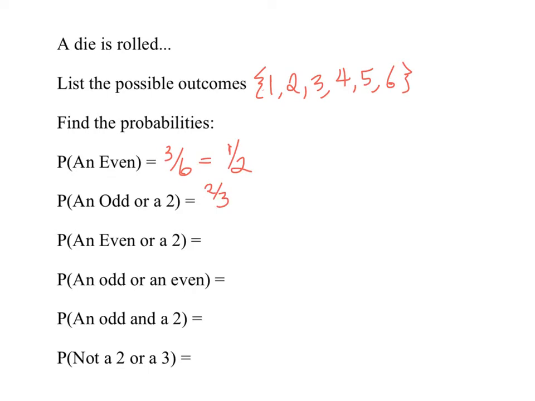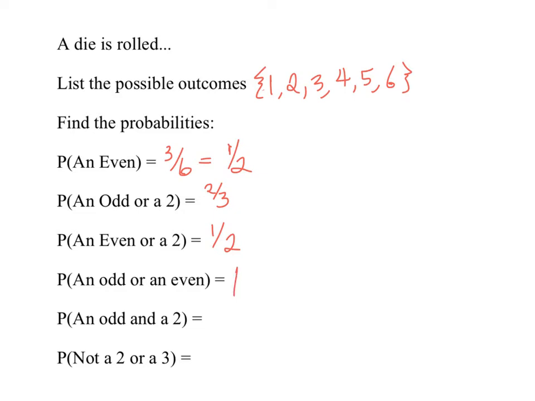An even or a 2. Well, now we have 3 even numbers. 2 is one of them. So to say a 2 again would be counting it twice. So we're back to just 1/2. An odd or an even. Well, every number in there is either an odd or an even. So all 6 outcomes out of 6.